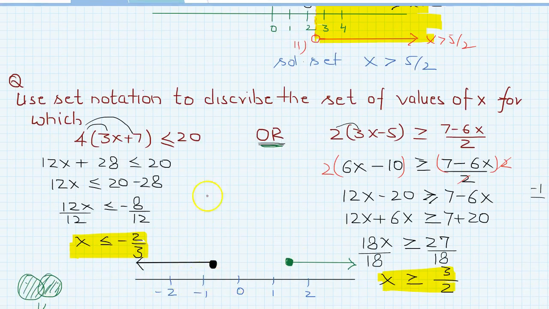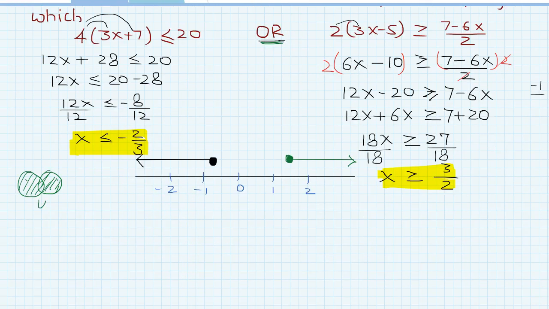So our solution here, in set notation, is: x such that x is less than or equal to minus 2 over 3, union x such that x is greater than or equal to minus 3 over 2.